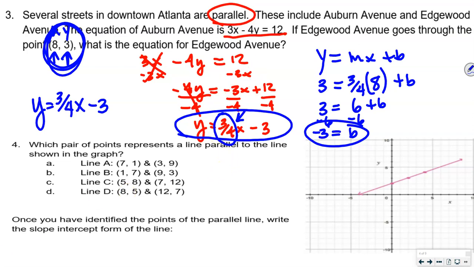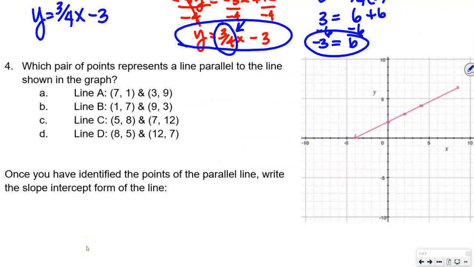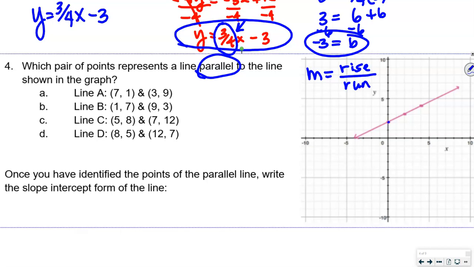Okay, the next one says which pair of points represents a line parallel to the line shown in the graph. So we have to find the slope of the line in the graph first. So remember that slope is equal to rise over run. So we're going to count that. We're going to go from 2 points on the line. So we're going up 1, see it, and over 2. So that's our rise over run. So our slope is 1/2.